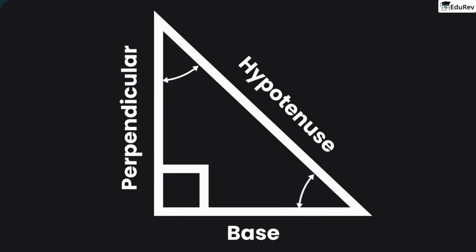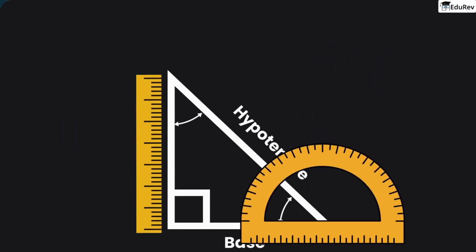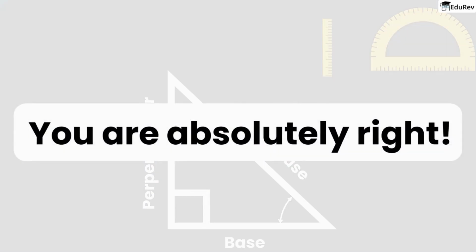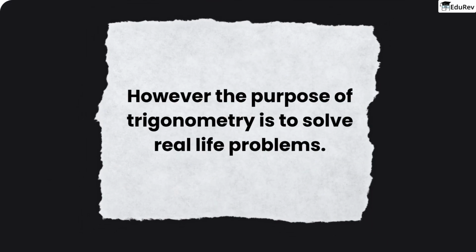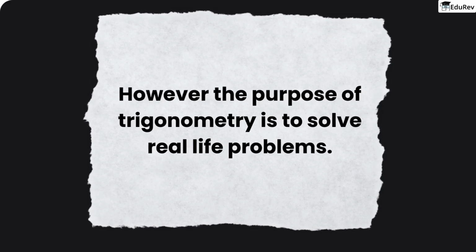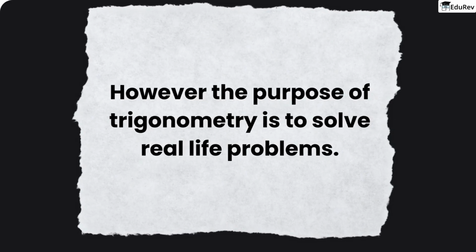Now, the first thing which comes to our mind is that we can just measure these values with a ruler and protractor. You are absolutely right. If we are talking about right triangles which can be drawn on paper, we can use this method. However, the purpose of trigonometry is to solve real-life problems.